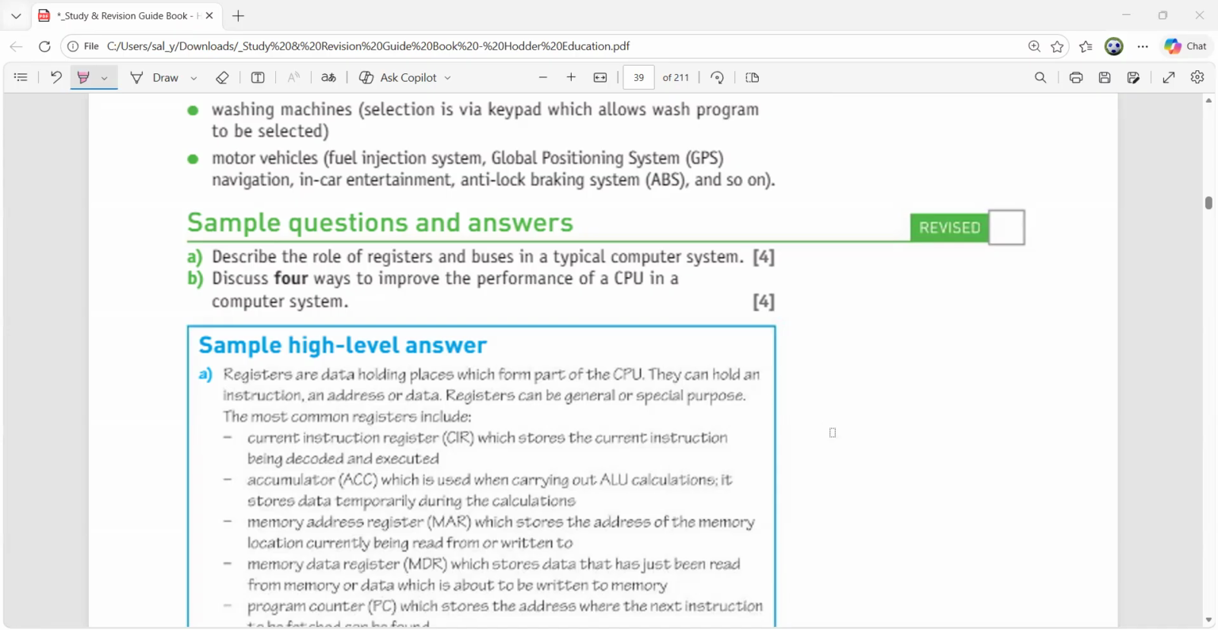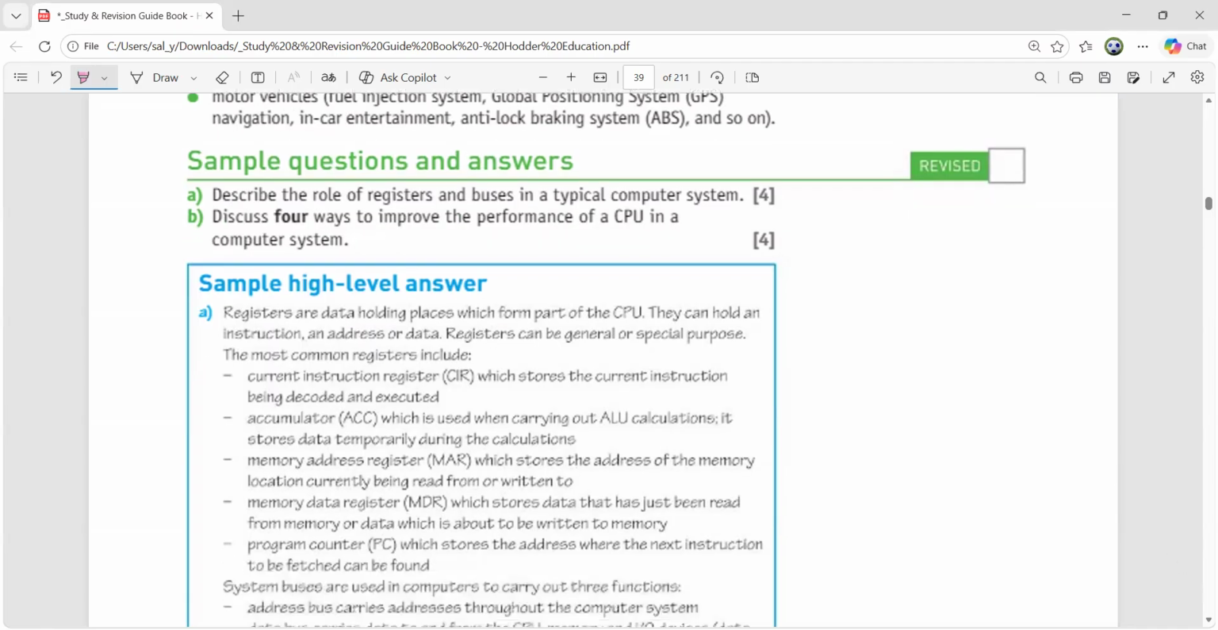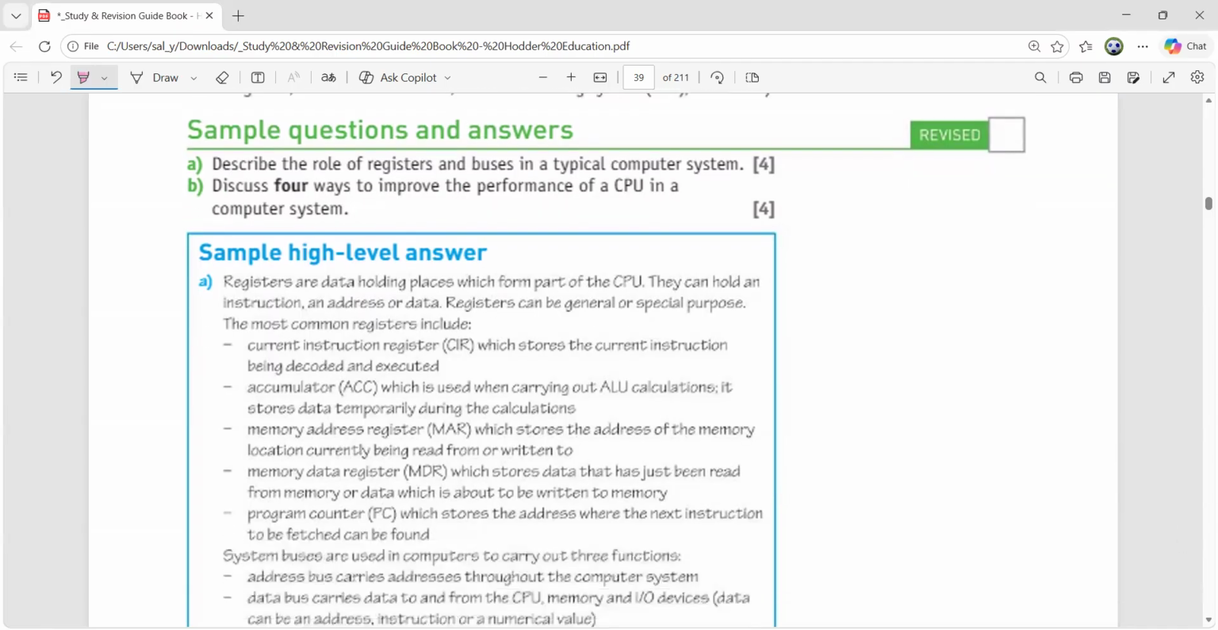Now let's see what is considered to be a high level answer. You can see for yourself. As we talked about, registers are data holding places which form part of the CPU. They can hold an instruction, an address, or data. So very well explained. First thing is, what are they? They are holding places, or simple locations in the CPU to hold the data. And what kind of data is held there? It can hold an instruction, an address, or data. They can be general or special purpose.